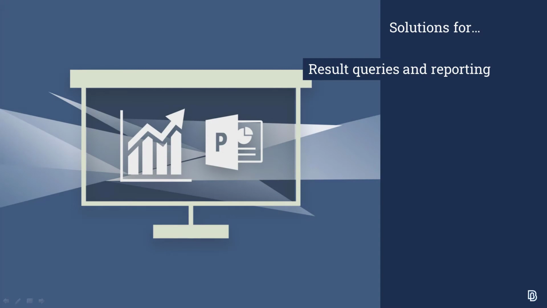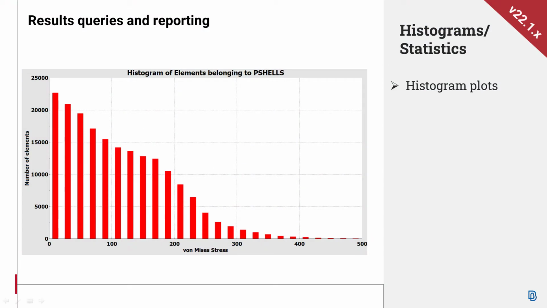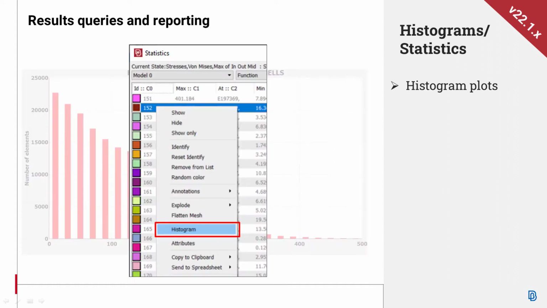Moving on to the solutions for result queries and reporting, the first new feature is the histogram plots. They are available for various entities such as PIDs, isofunctions, and planes. The option is available both in the PID list and in the statistics tool.